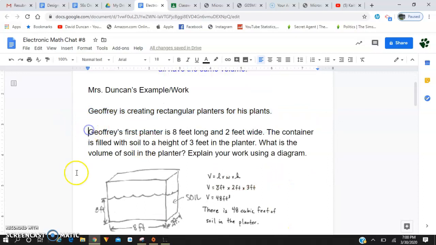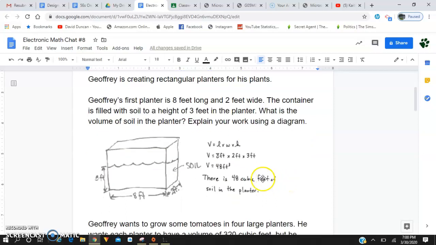And the first question that we have is, Jeffrey's first planter is 8 feet long and 2 feet wide. The container is filled with soil to a height of 3 feet in the planter. What is the volume of soil in the planter? Explain your work using a diagram.